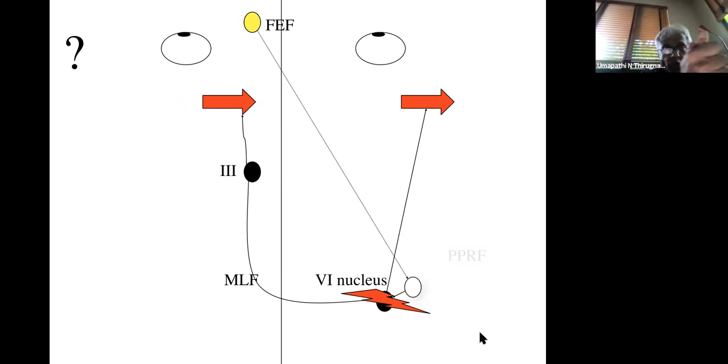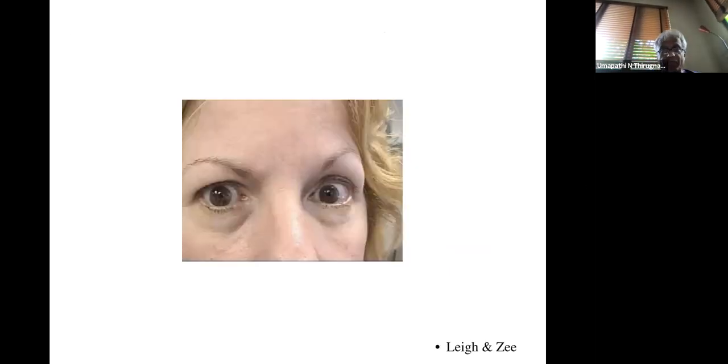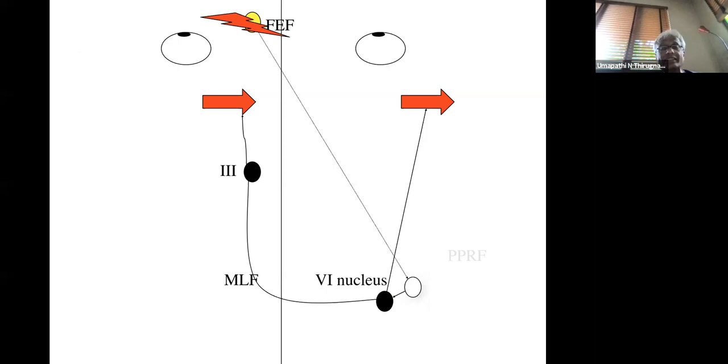Now you have 2 tools to differentiate between frontal eye fields and 6 nucleus lesion. Frontal eye fields or 6 nucleus lesion. Frontal eye field lesion on the right side will cause left hemiplegia and left upper motor neuron facial palsy. A lesion in the left 6 lateral gaze center will cause right hemiplegia and left lower motor neuron facial palsy.